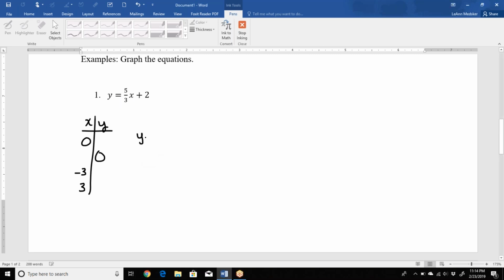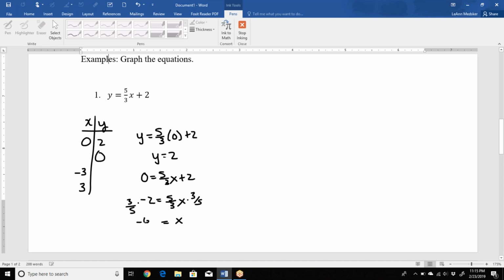So this would be y equals 5/3 times 0 plus 2. That's just y equals 0 plus 2, or y equals 2. So that is our y-intercept, (0, 2). If I plug in 0 for y, I'm going to be solving for x. So this is the other intercept. I would subtract over the 2, and to get this by itself, we would need to multiply both sides by 3/5. So this one's going to be a fraction. That comes out as -6/5. So the x-intercept is (-6/5, 0).